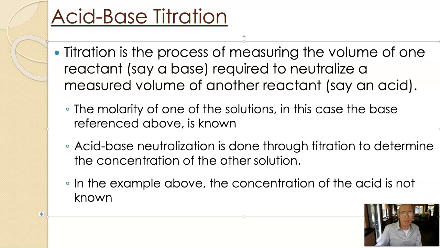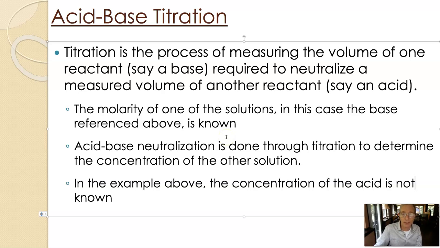So our last topic is acid-base titration. What a titration is, acid-base titration in particular, say we have an acid, we don't know its concentration. We have a base, we do know its concentration. We add base to the specific volume of the acid until we achieve the neutralization point. And we can tell when it's neutralized.